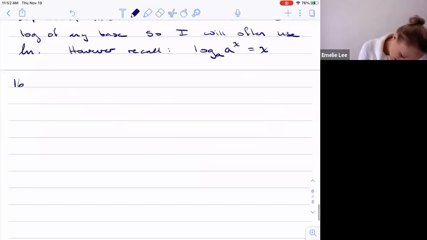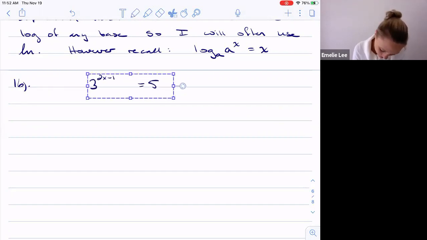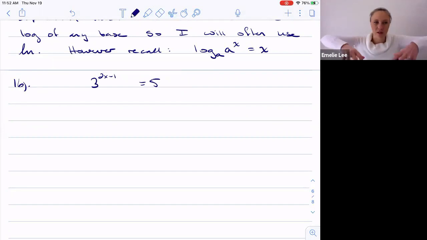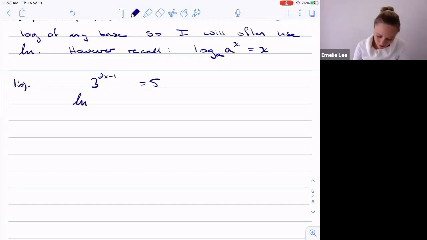So let's do 16 here. 16 is a little bit funny. 3 to the 2x minus 1 is equal to 5. So what I'm going to do is take the ln of both sides. I'll move this to the center a little bit so I can work on both sides. Maybe I'll do them side by side. Let's do both.